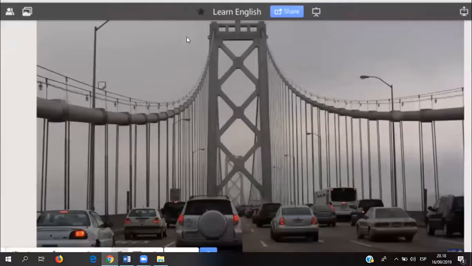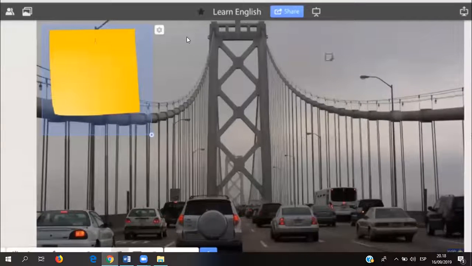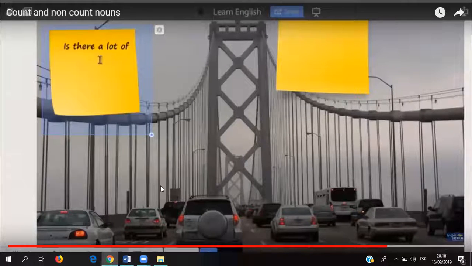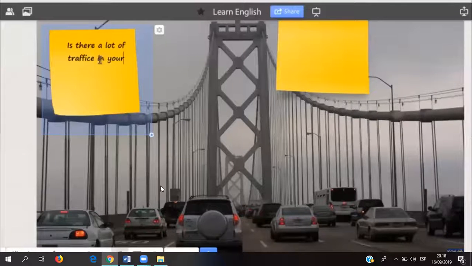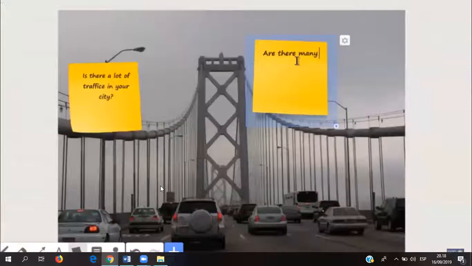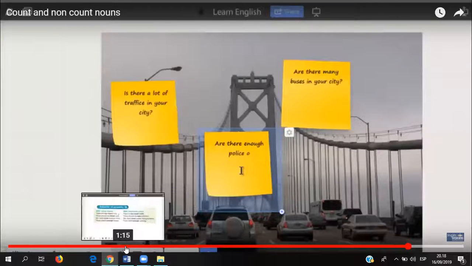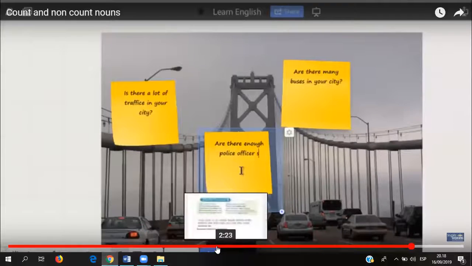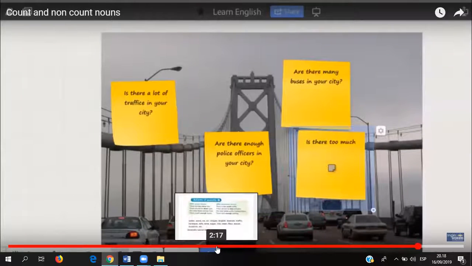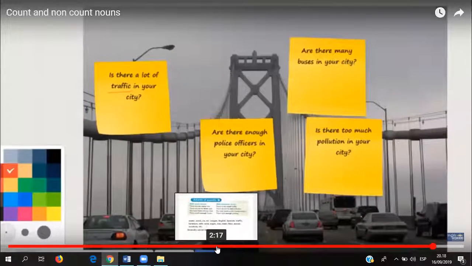The last thing that I would like for you to do now is to answer some questions about your city. I would like you to tell me whether there is a lot of traffic in your city. Is there a lot of traffic in your city? Are there many buses in your city? Are there enough police officers in your city? Is there too much pollution in your city? And as you're answering these questions, I want you to identify the nouns that I'm using. So tell me whether the nouns that I'm using are count or non-count.